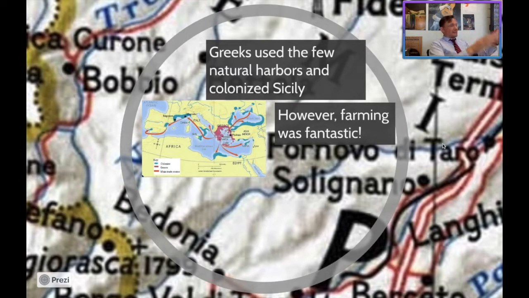Shut up, all right? So the other big thing they can grow is lemons, citrus, fruits, vegetables, and all these other things throughout the entirety of the Italian peninsula, and it's beautiful.